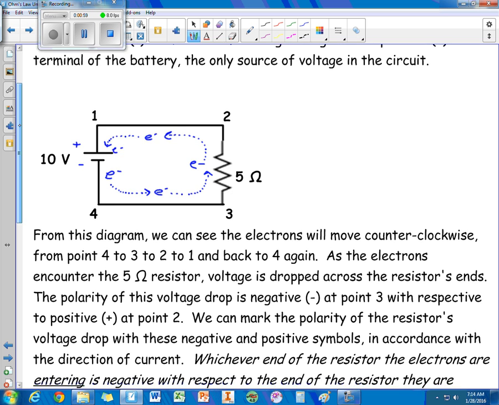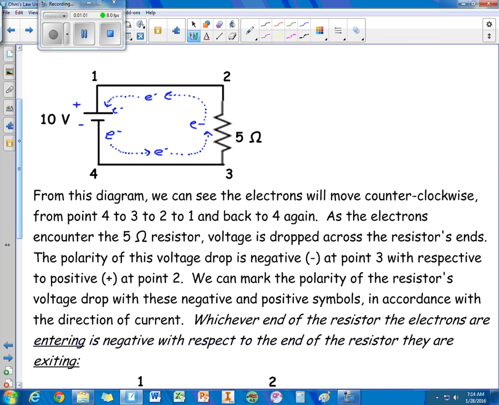Now from this diagram, we can see that these electrons are moving counterclockwise from point 4 to point 3 to point 2 to point 1 and then back to point 4 again. In some ways we can think of a battery as being a pump, but instead of pumping water, it's pumping electrons. Now, as those electrons encounter the 5 ohm resistor, the voltage is dropped across that resistor's ends.